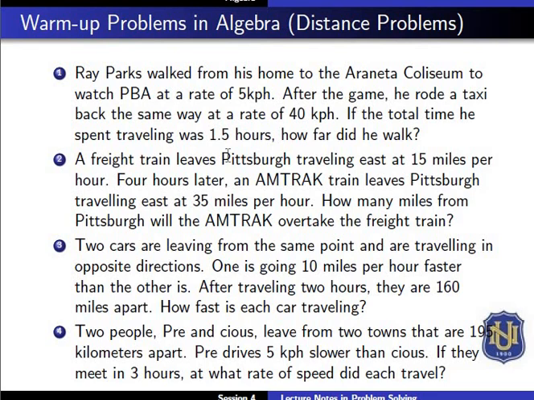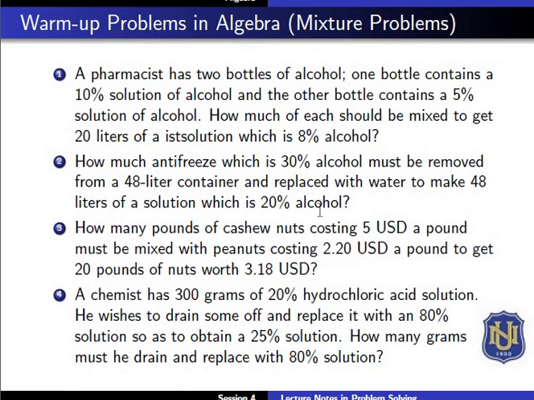Okay, next. We now discuss mixture problems. And our problem goes like this. How many pounds of cashew nuts costing $5 a pound must be mixed with peanuts costing 2.20 US dollars a pound to get 20 pounds of nuts worth 3.18 US dollars a pound?